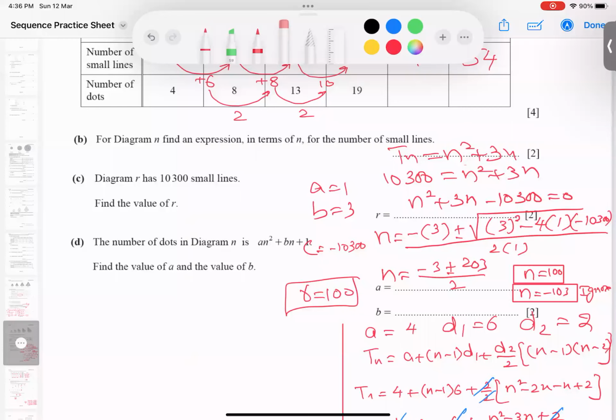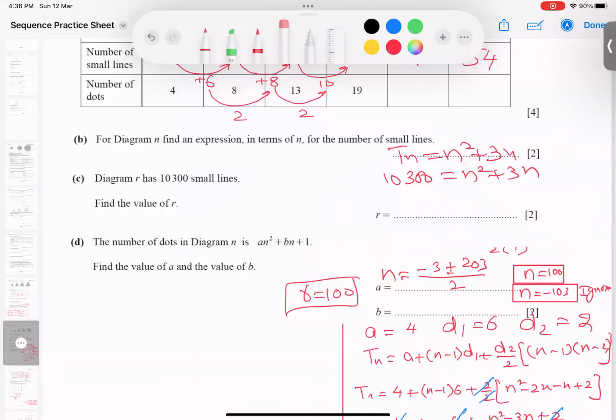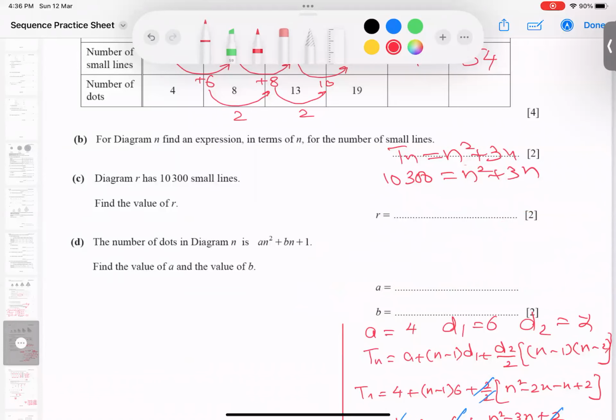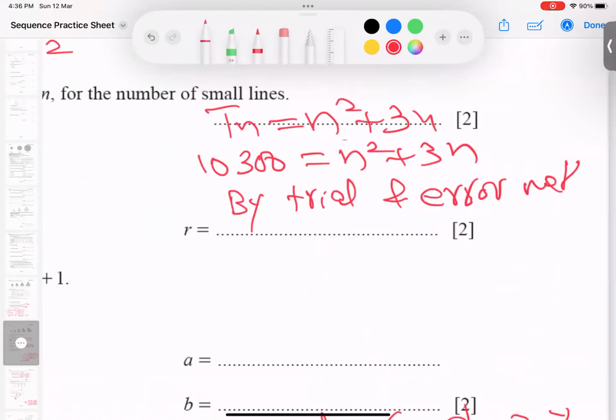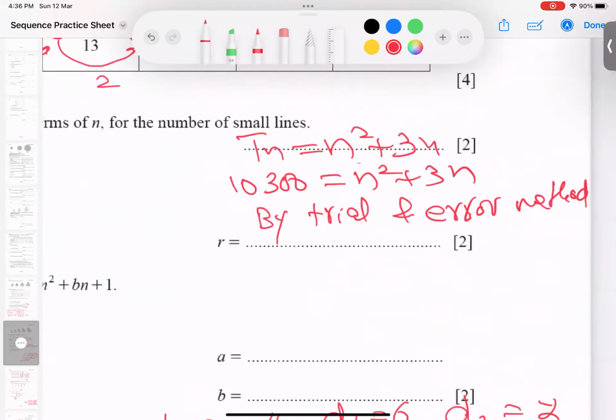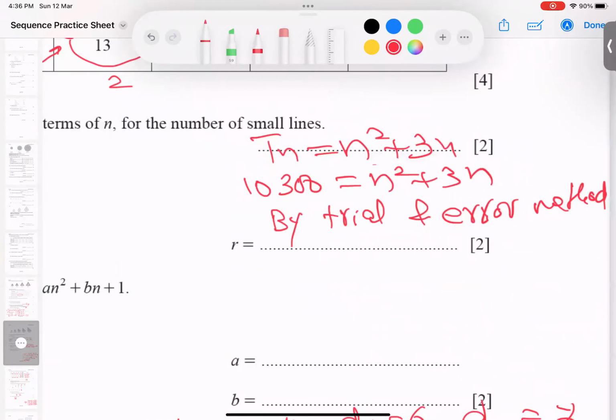So I am erasing all this. My job is to tell you all angles of view. Now I will do it by trial and error method. It is allowed in the exam. And you can ask me one question: sir, why can we not apply the quadratic formula? I said it is not wrong, but as a punishment, you will waste your time.